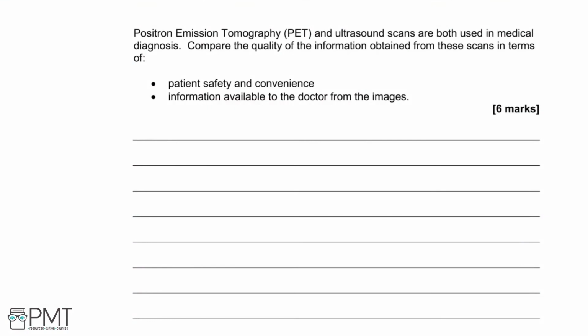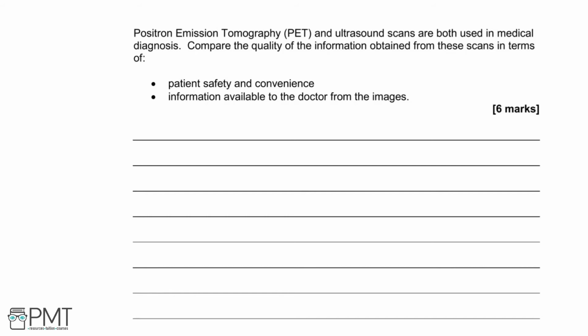Positron emission tomography, or PET, and ultrasound scans are both used in medical diagnosis. Compare the quality of the information obtained from these scans in terms of patient safety and convenience, and information available to the doctor from the images. And this is a 6-mark question. There's lots and lots of info that we can include to compare these two methods of imaging. We're going to talk through them and put them into a clear, concise format so the examiner can read it and award 6 marks for it.